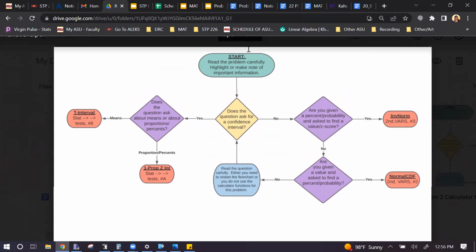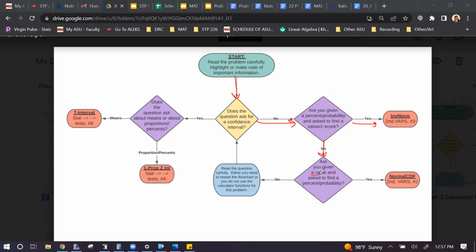So let's suppose that we're looking at a problem. Take note of the important information at the start. Then, does the question ask for a confidence interval? You have to read it through carefully and determine that you don't see anything that references a confidence interval. And then, are you asked to find a value or a z-score? Are they giving me a probability or a percent and asking me to find the z-score? If you're sure that yes, then go ahead and do inv-norm. If you're not sure, you can always read through the next one and see if that makes sense.